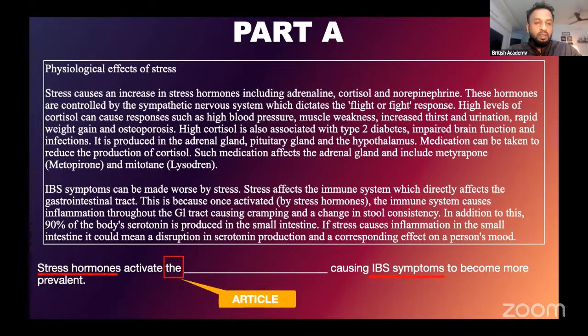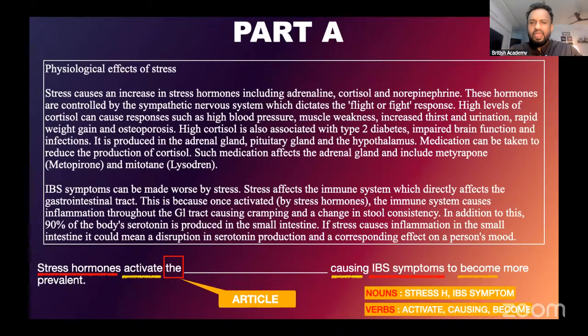So obviously my answer is going to be a noun. So what are the nouns over here? Nouns are stress hormones, IBS symptoms. And what are the verbs? Verbs are actions. They are activate, causing, and become. These are my verbs. So I need to read carefully and understand where I can find these keywords. So I can see over here, IBS is over here. I can see stress hormones over here. So I'll have to read these lines carefully to understand what's my answer.